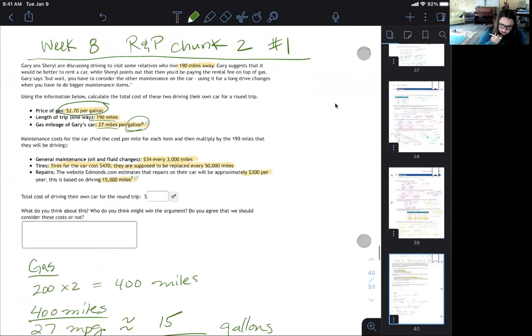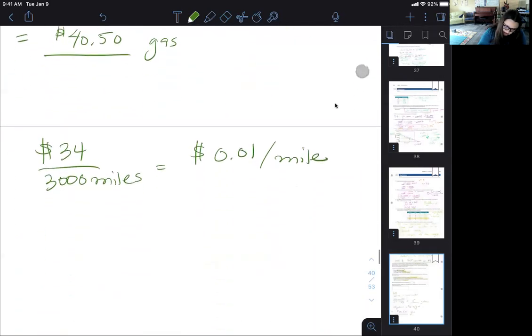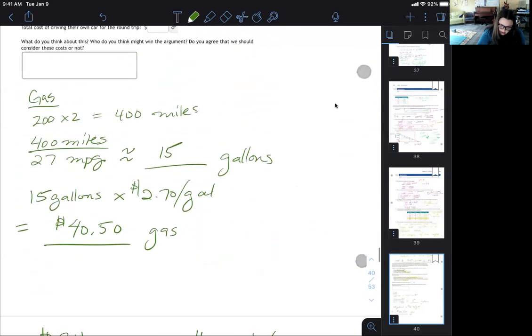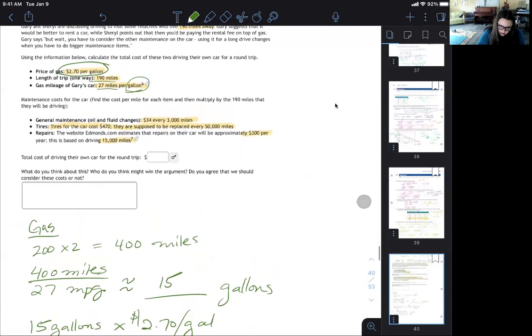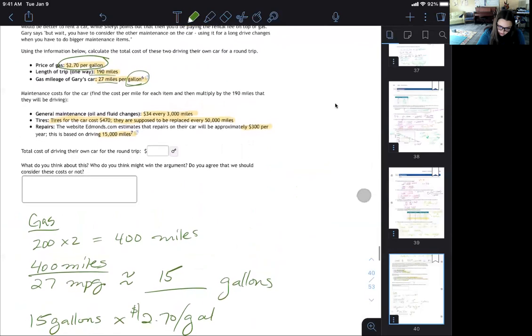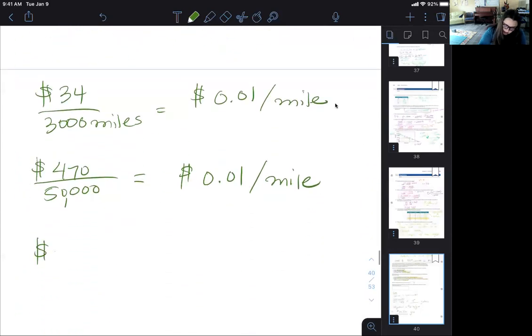And if I do that with all of these things, the tires are $470 for 50,000 miles. How much does that equal? 470 divided by 50,000 is also, if I round it off, about a penny per mile. And then I have the repairs, $300 for 15,000 miles.